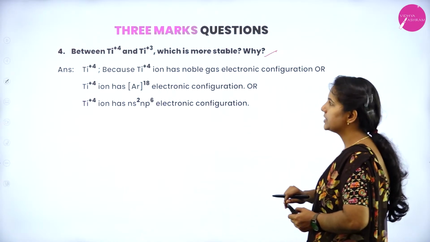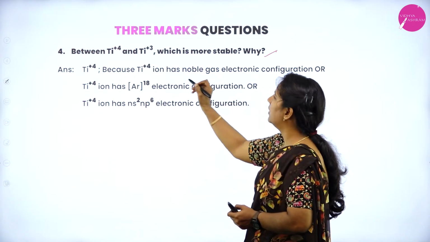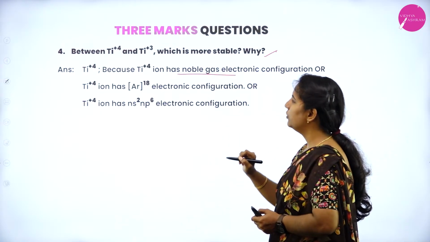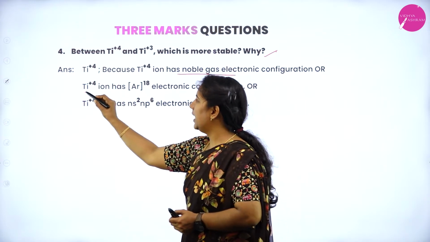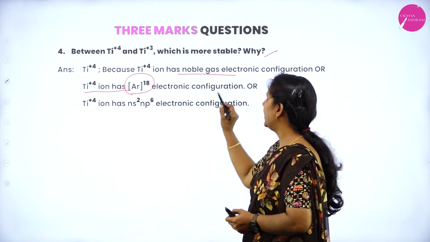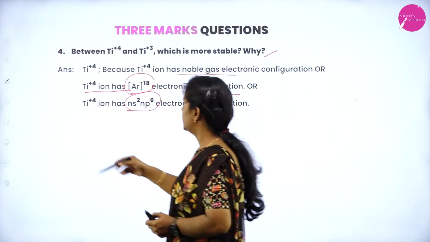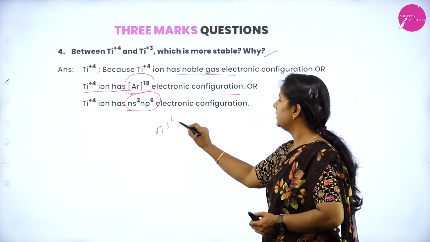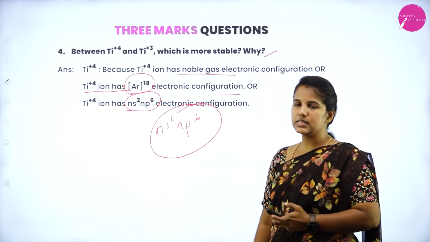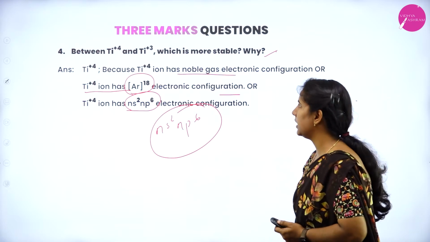So, it is quite interesting. You must know what is the reason behind it. Titanium plus 4 ion has noble gas electronic configuration, or you can see that titanium has argon, 18 electron configuration, or you can say that titanium plus 4 shows ns2 np6. It is completely filled. Because it is completely filled, titanium plus 4 is more stable than the plus 3.